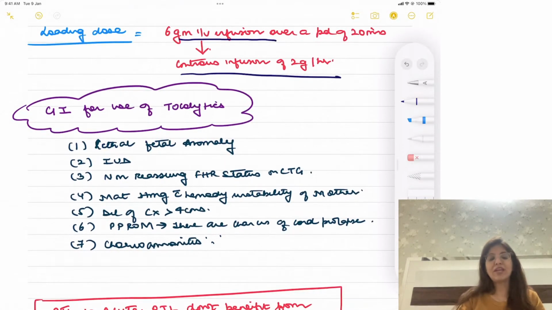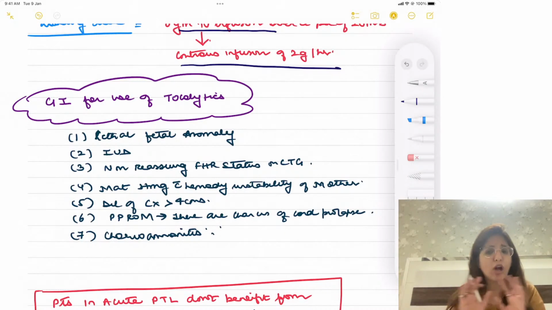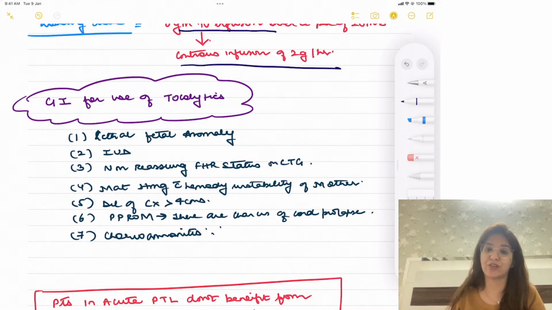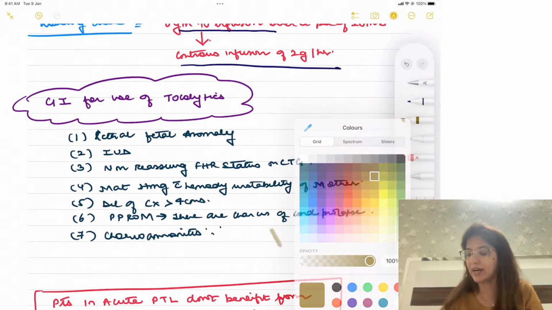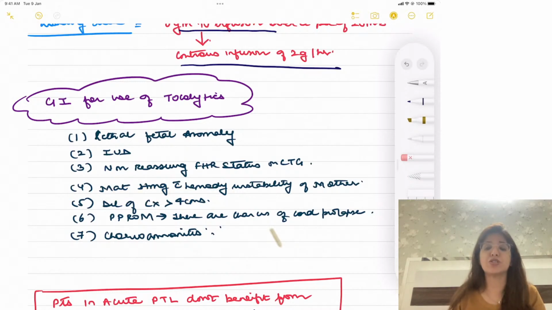Right? Now, a very, very important question is, what are the overall contraindications for using tocolytics? In what conditions tocolytics as a general group should not be used? Right? So number one, whenever there is any lethal fetal anomaly. Number two, if there is intrauterine death of the fetus, or if you are getting non-reassuring fetal heart rate status on CTG. Then if there is maternal hemorrhage with hemodynamic instability. So if mother's vitals are hemodynamically unstable. Right? Then if dilatation of the cervix is more than 4 centimeters, that means now there is no use of tocolytics, because this patient will ultimately deliver.